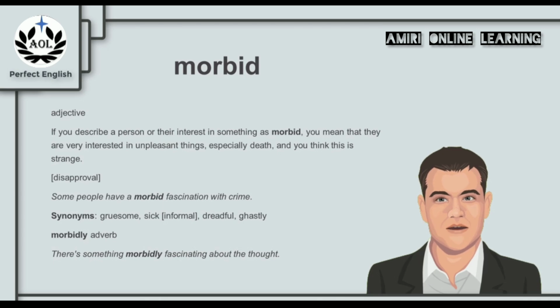If you describe a person or their interest in something as morbid, you mean that they are very interested in unpleasant things, especially death. And you think this is strange. Of course, this is a negative word and we use it to show our disapproval. For example, some people have a morbid fascination with crime. And we're not saying that to compliment these people. Actually, we find that strange and we think it's negative. We don't like it. And synonyms for morbid are the words gruesome, sick, dreadful, and ghastly.